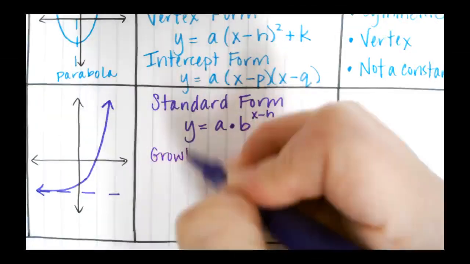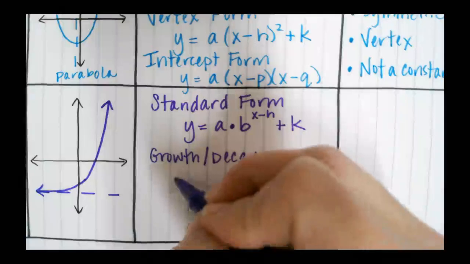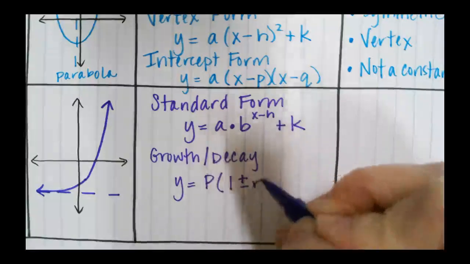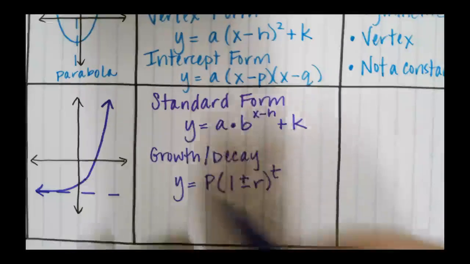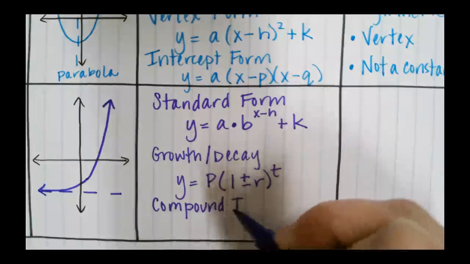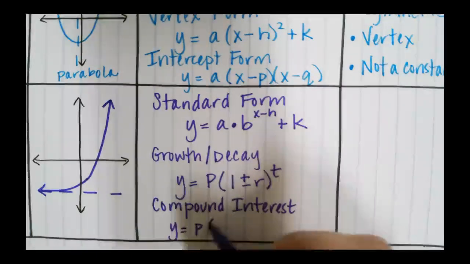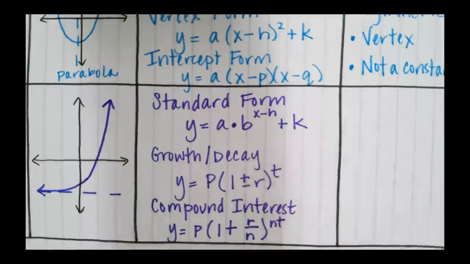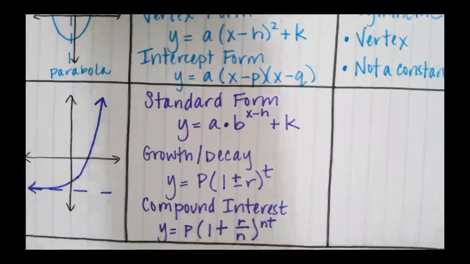But we also did growth and decay. Our growth and decay formula is very similar to this one, except our base number is going to be our rate added or subtracted to 1. And then we also had the compound formula. Whenever we do compound interest, that one was, again, similar, except we needed to take into account the number of times per year the interest is being compounded. So that one's a little more complicated.